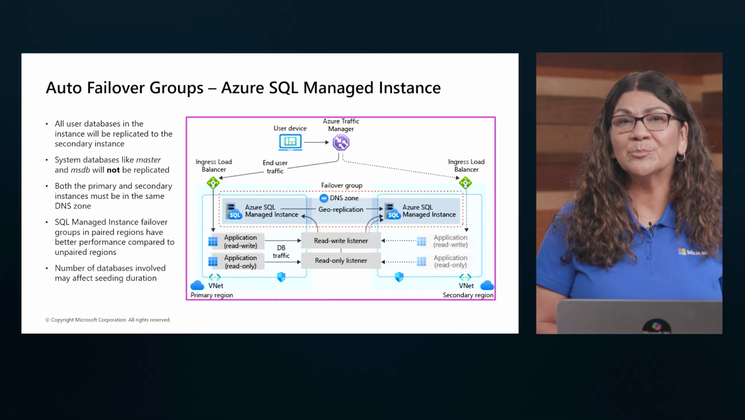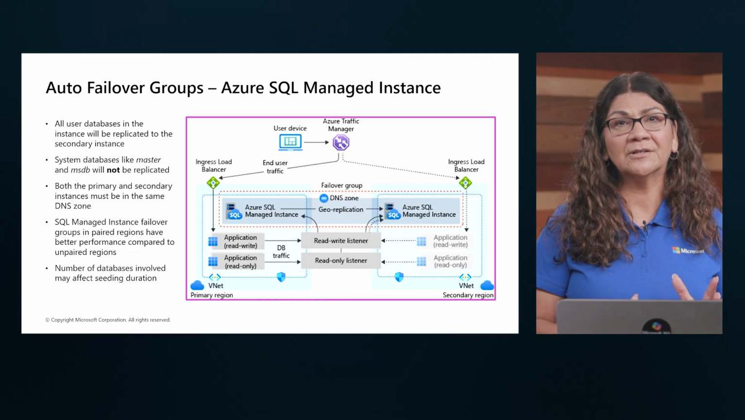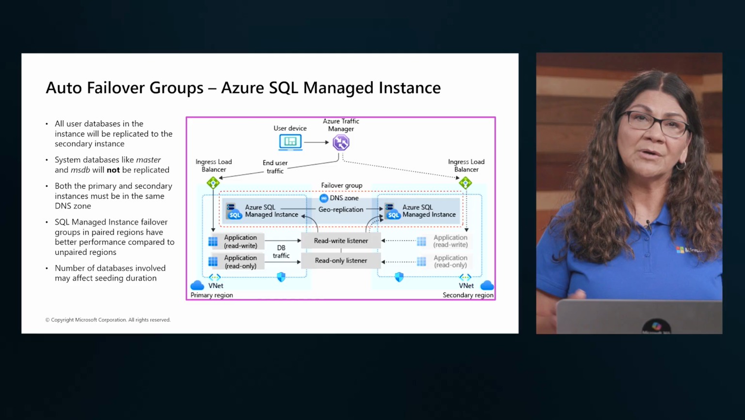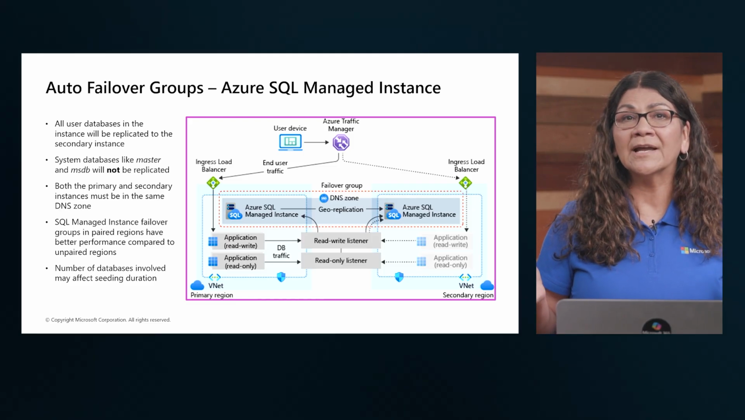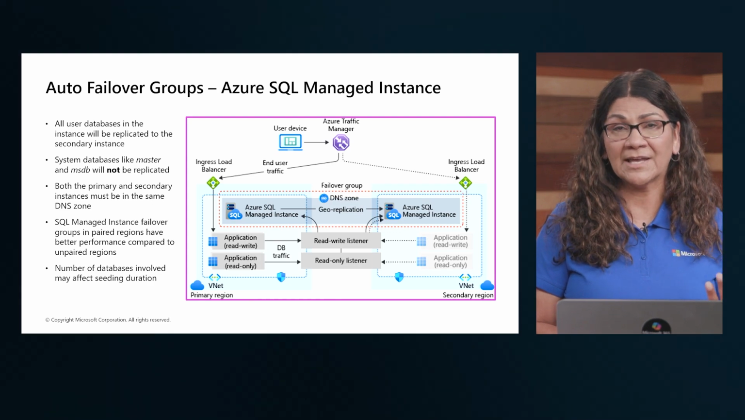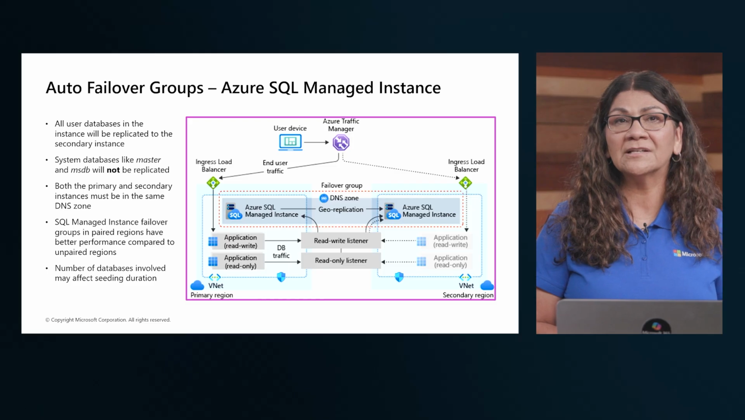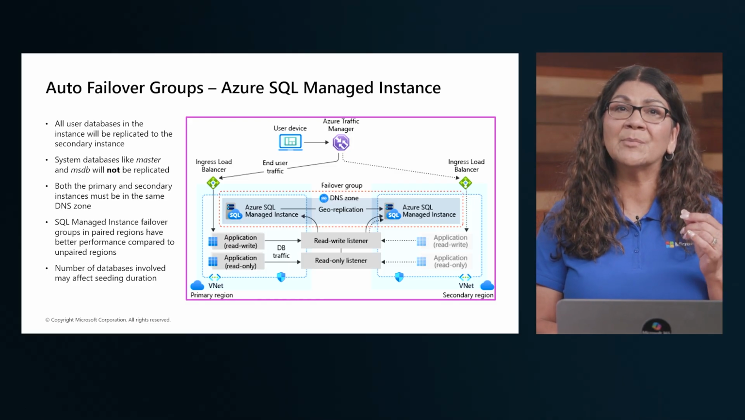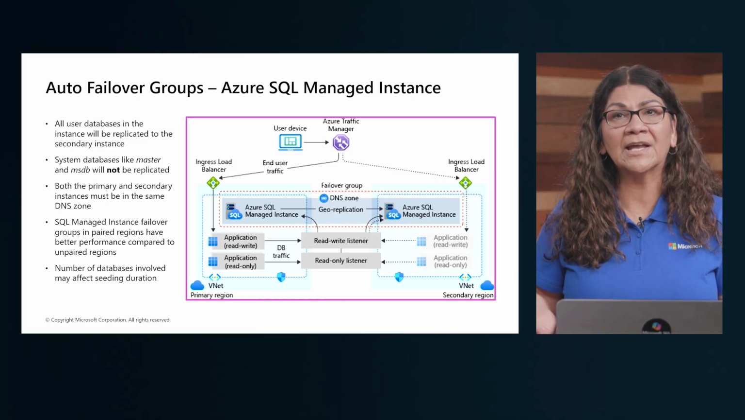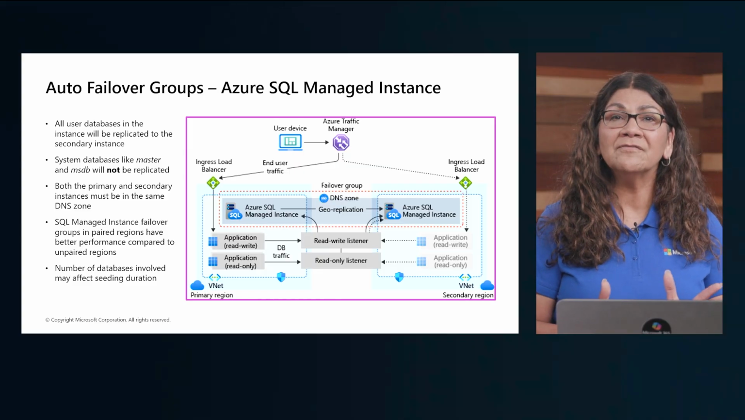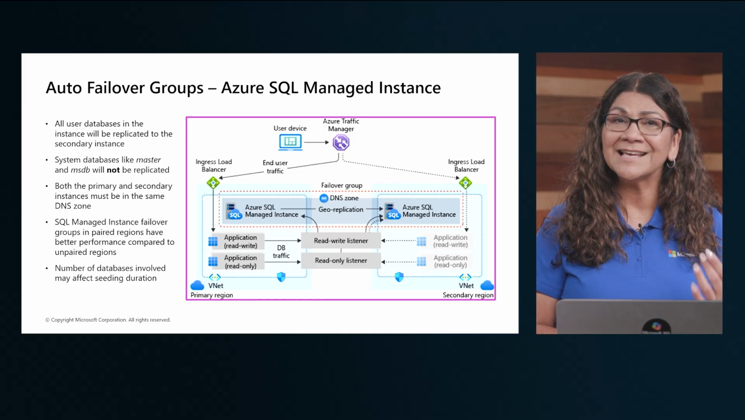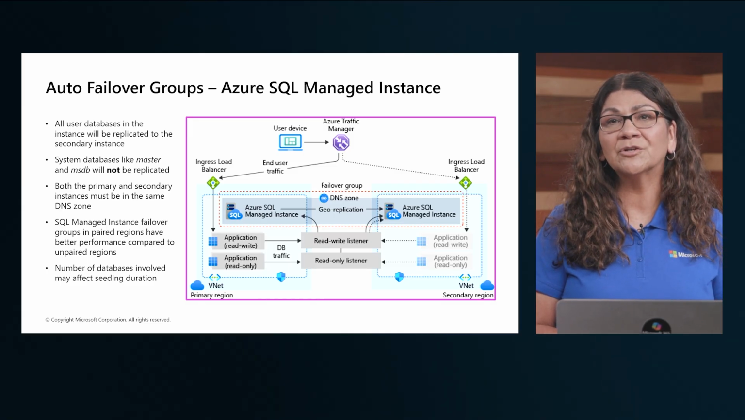This diagram shows components such as Azure Traffic Manager, ingress load balancers, DNS zones, geo-replication paths, and read-write and read-only listeners that manage DB traffic across VNets and applications. A key configuration detail is that the auto failover group must be set up on the primary instance, which then connects to the secondary instance to replicate user databases. Benefits include minimal downtime during failovers, improved resilience, and seamless continuity for mission-critical apps.